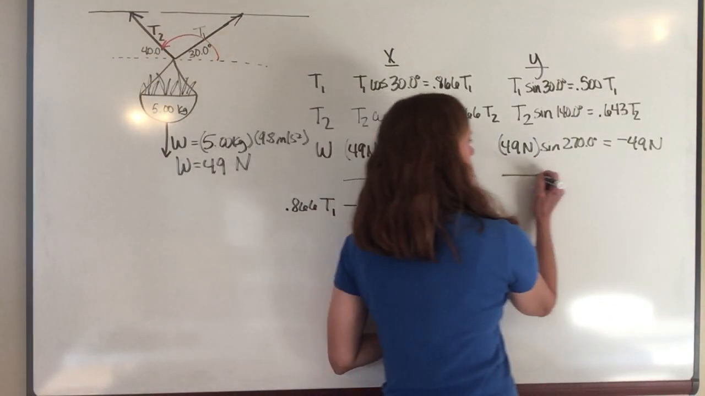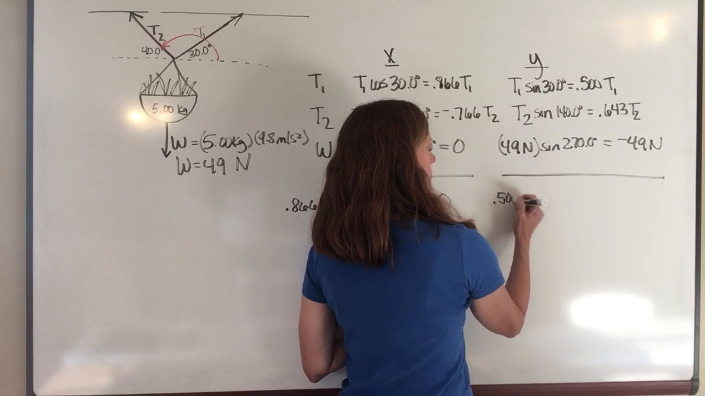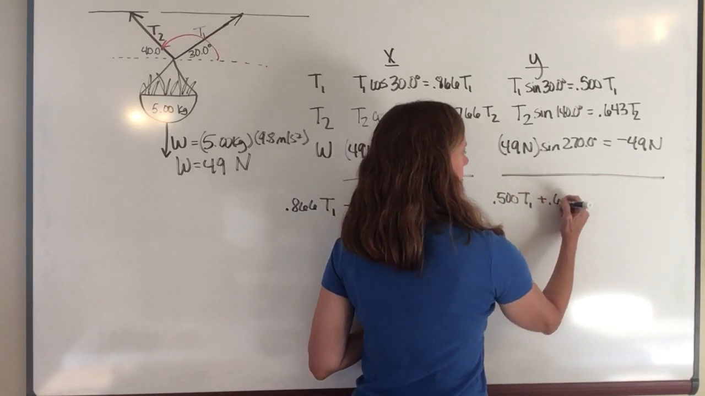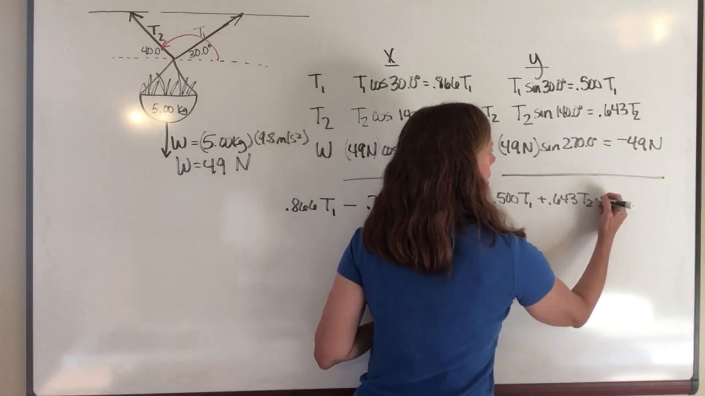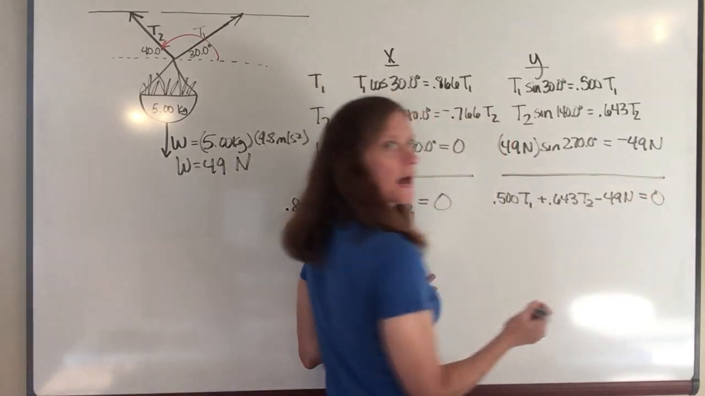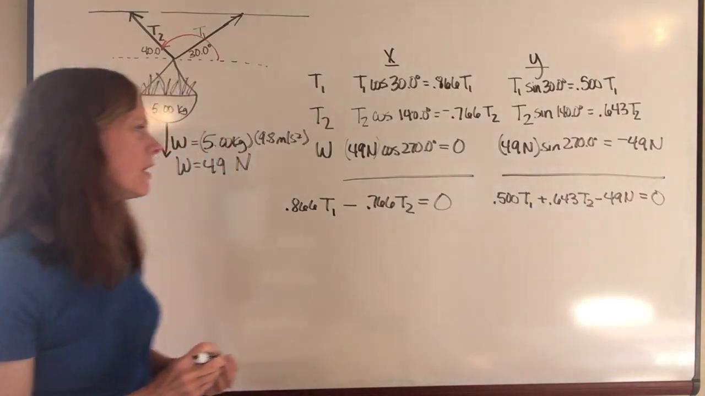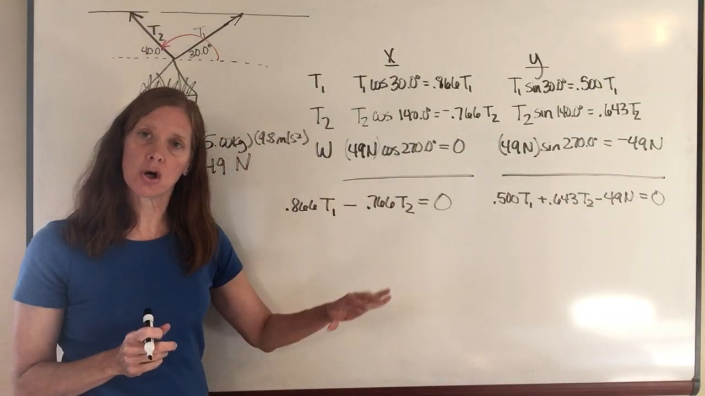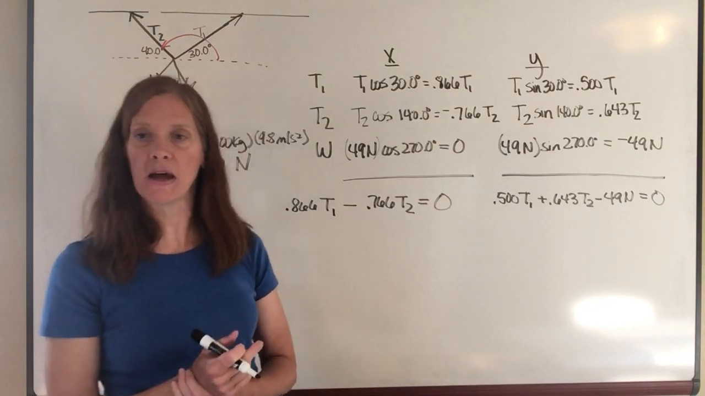Similarly, the same thing is going to be true over here. I'm going to have 0.500 times T1 plus 0.643 times T2 minus 49 newtons. And that also is going to have to be equal to 0. So now, basically what I've got is 2 equations and 2 unknowns, and I can handle that just by using some algebra.